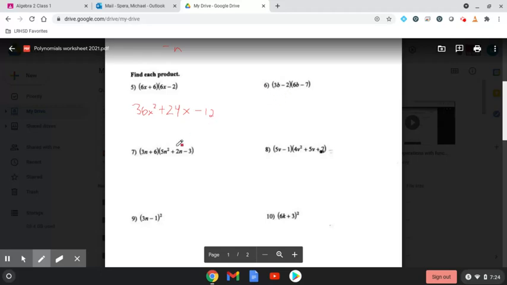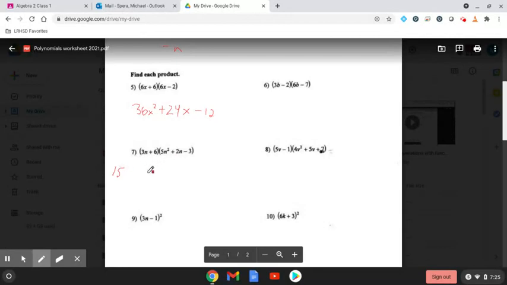Similar type question. In number 7, this is a little longer, so we're going to have to take the 3n, distribute that to every term inside this parenthesis, then take the 6 and do the same, and get this list of terms that we'll then just have to simplify or group like terms together.